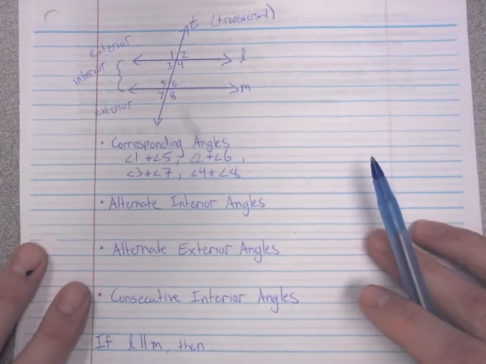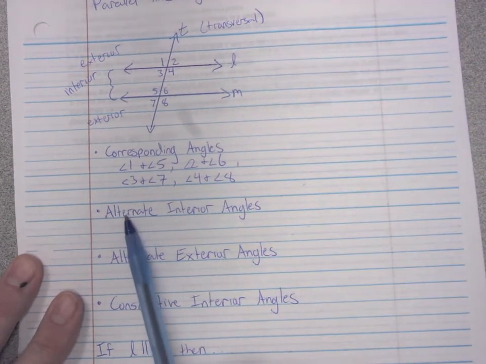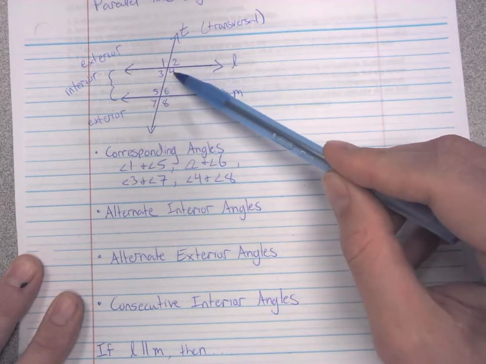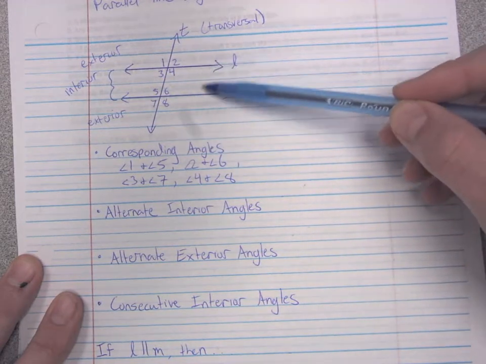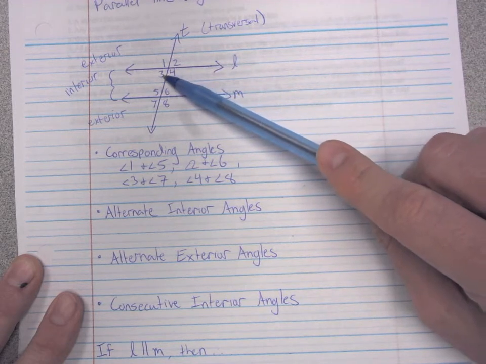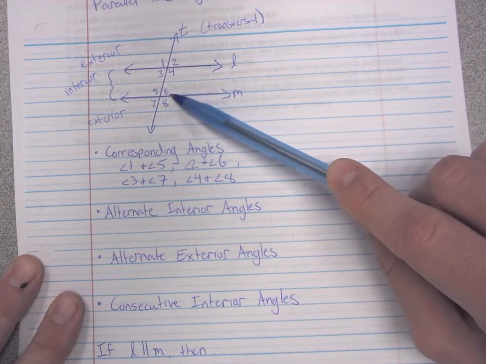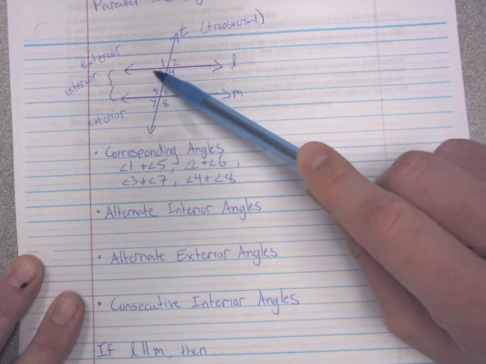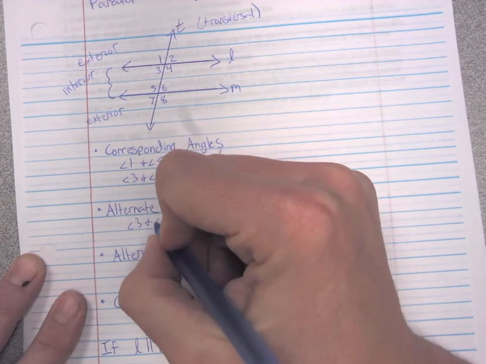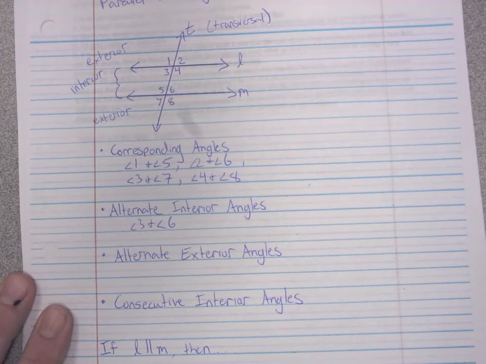Okay, alternate means opposite in this context. So we're looking for angles that are opposite and they're in between L and M. Alternate means they're on opposite sides of the transversal, and they're also on different lines. So angle 3 is on the inside, and it's over here on the other side of the transversal on the other line M. So it's like across from it, across the transversal. So angle 3 and angle 6 are alternate interior angles.